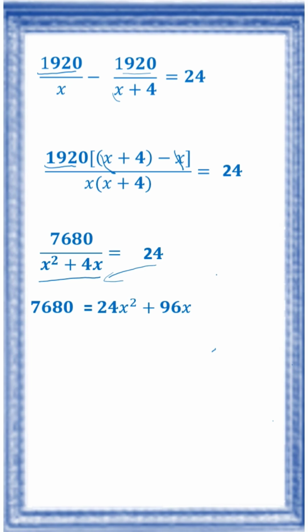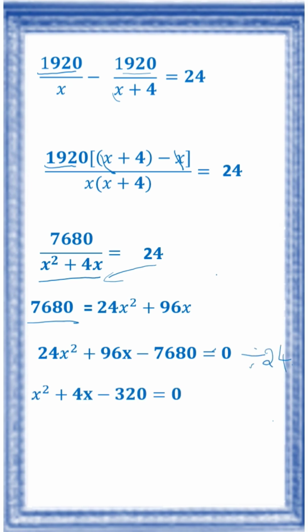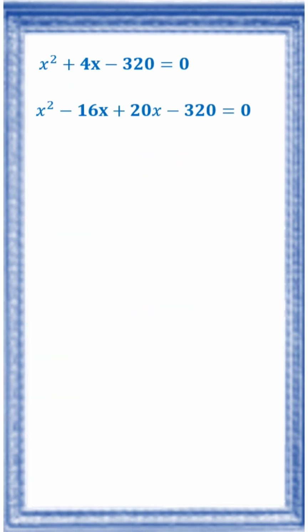Let us rewrite them as standard form, meaning 24x square plus 96x minus 7680. Now let us divide it by 24. Then x square plus 4x minus 320 is equal to 0. Now it is in the standard form. So we can factorize the middle term as minus 16 plus 20, then we get plus 4. If we multiply, we will get minus 320.